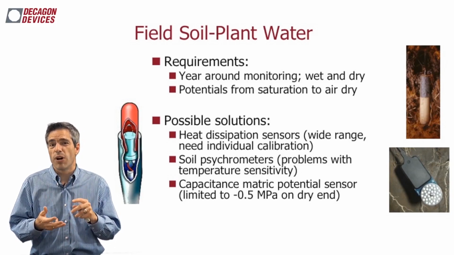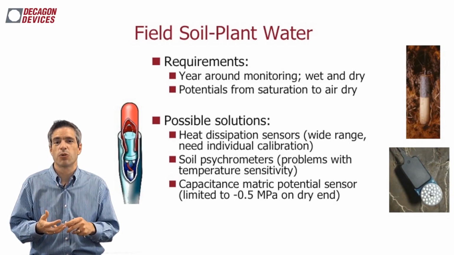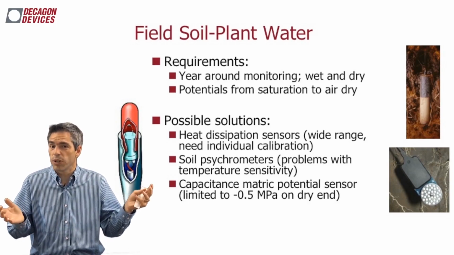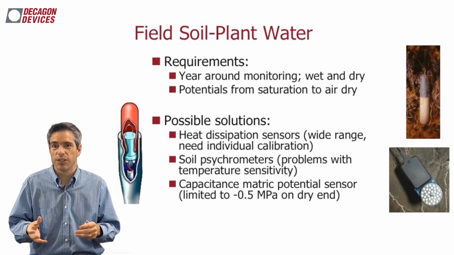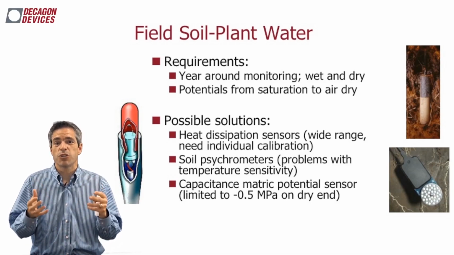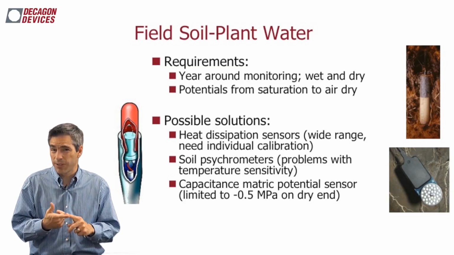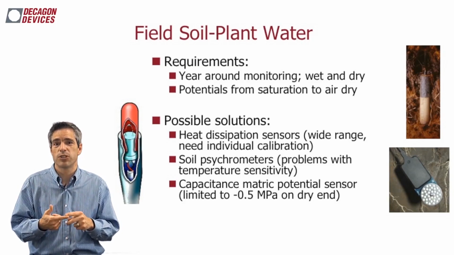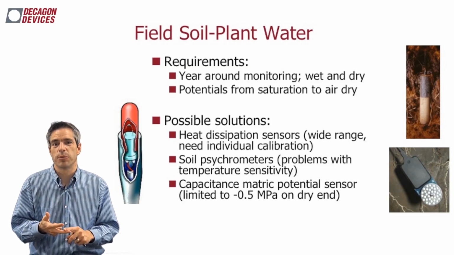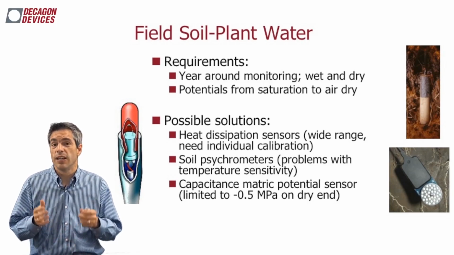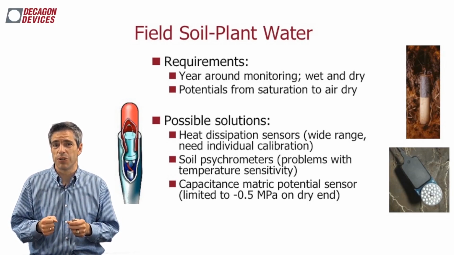If you're wanting to monitor year-round water potential in the soil, from wet to dry, and that's pretty much what soils are like out there in the environment, your solutions really center around heat dissipation probes, soil psychrometers, although I did point out that would be a pretty big challenge, or capacitance matrix potential. Those are the choices you have. You can make pretty good measurements using those.